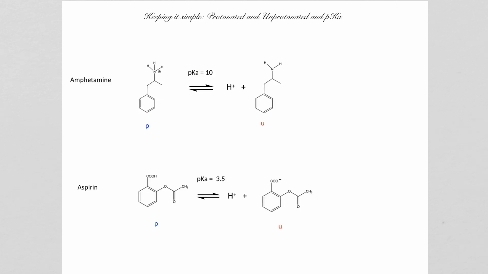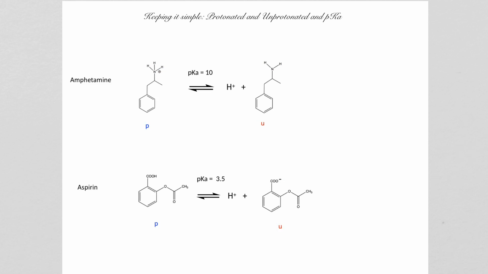So for example, in the drug amphetamine, which has an amine group, the protonated form you can see is positively charged, while the unprotonated form is neutral. On the other hand, aspirin, the protonated form is neutral, as a carboxyl, it is neutral. The unprotonated form is negatively charged.